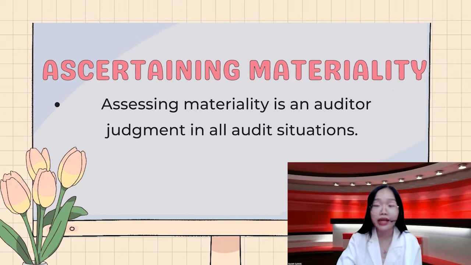Fourth is ascertaining materiality, in which internal control flaws and misstatements in transactions and account balances must be evaluated to see if they are substantial. Assessing materiality is an auditor judgment in all audit situations. However, in an IT context, technology and a complex internal control system complicate this issue even further.